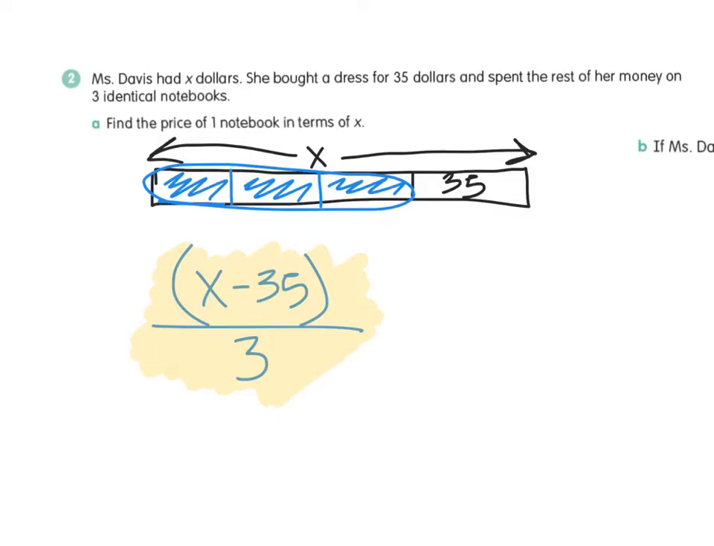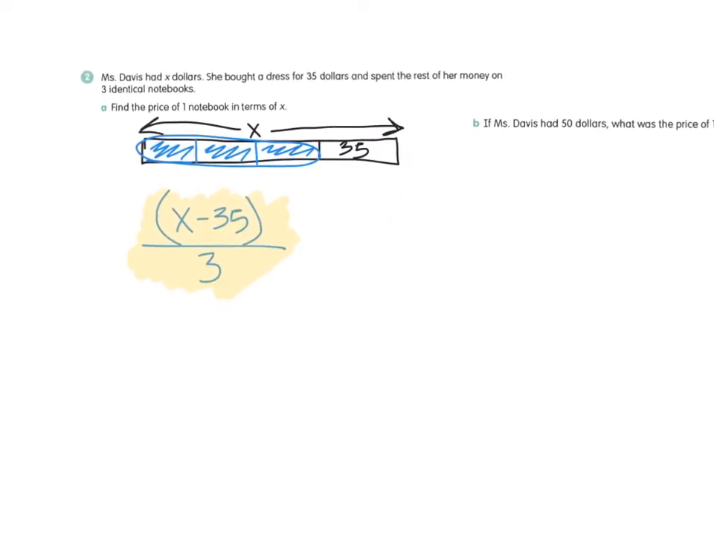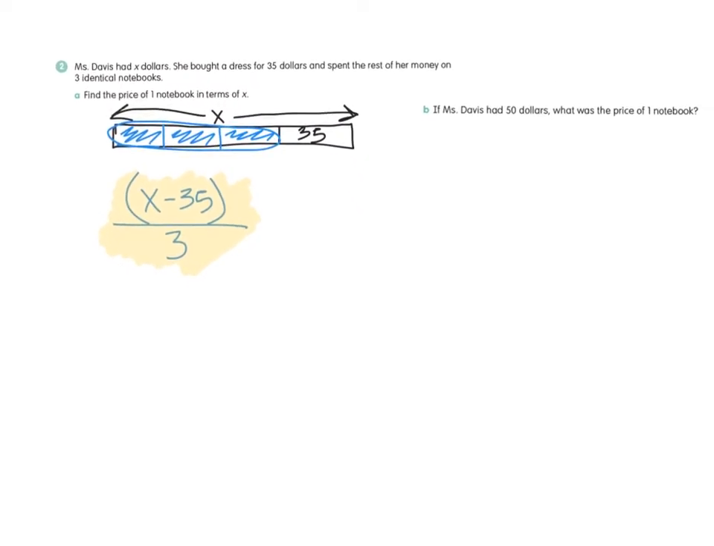There's also a part B. Part B says, if Miss Davis had $50, what's the price of one notebook? So that means that she started with $50 in the beginning. So let's just start from the beginning and work backwards. She started with $50, and what was the first thing she did? She bought a dress for $35, so I'm going to subtract $35, and I get 15. So now she has $15.